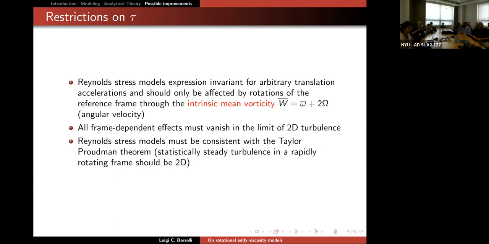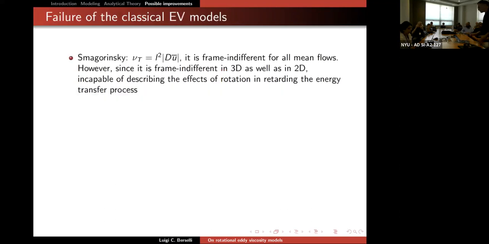Also, the Reynolds stress tensor should be consistent with the Taylor-Proudman theorem. So you want that if the rotation is very large, the motion should become close to the two-dimensional case. So the motion should become stratified. And this is not working with the Smagorinsky model, because the Smagorinsky model depends on the deformation tensor, which is frame invariant, but is not depending on the angular velocity.